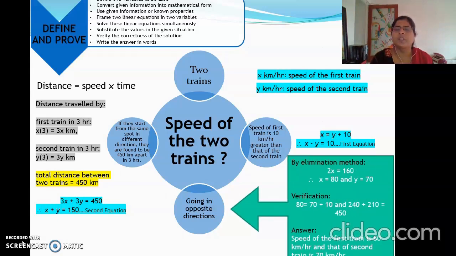Solving this, we get the value of x is equal to 80 and y is equal to 70. As 80 is 10 more than 70, and the distance travelled by the first train, 3 eights are 24, is 240 and by the second train, 3 sevens are 21, is 210. The sum is 450. So the answer is: speed of the first train is 80 km per hour and that of the second train is 70 km per hour. This is our answer to this question, speed of the two trains.